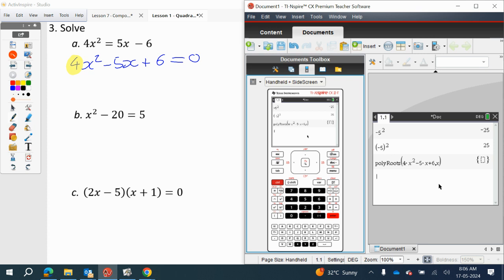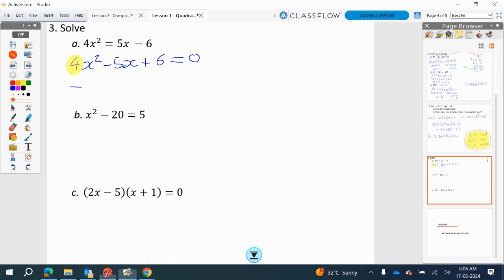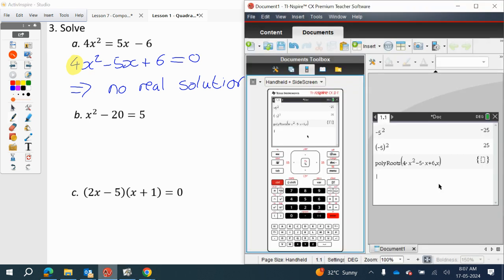It's empty. Somebody stole the answers. What does that mean? That means there's no solution. No real solutions. So this is an answer to a question sometimes. When that pops up, I would just double check that I'm not messing up. So should it be minus 5? Should it be plus 6? Yes. Did I enter them correctly? Yes. Verify first before going for your no real solutions.